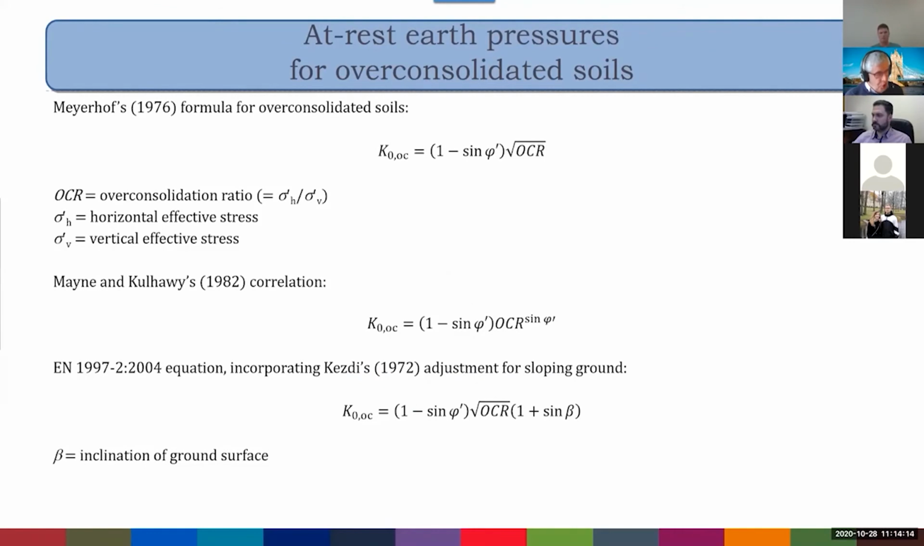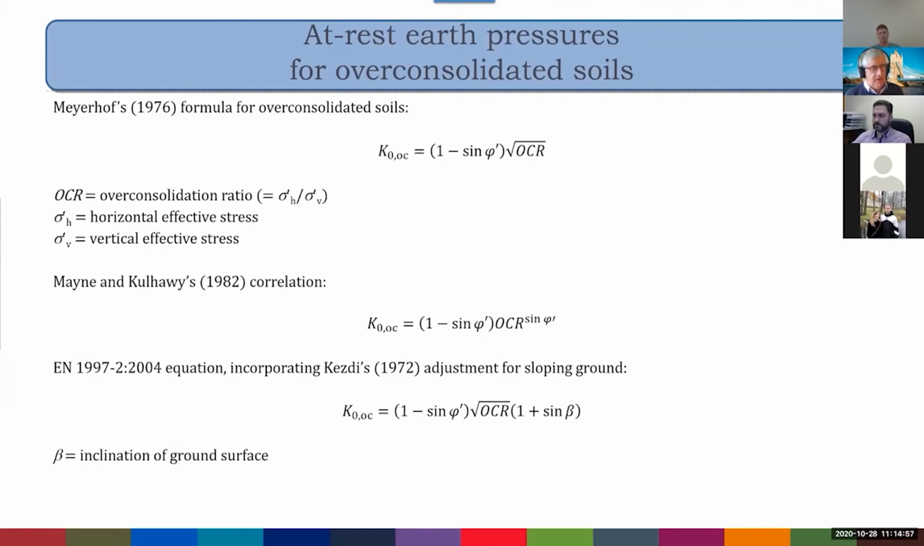Now, of course, a lot of soils are not normally consolidated, so you need to get overconsolidated values. And the most commonly used formula for that is due to Meyerhof, and this formula appears in the current version of Eurocode 7. 1 minus sine phi, the Jaky simplified version, times the square root of OCR, the overconsolidation ratio. The overconsolidation ratio is your estimate of the horizontal stress to the vertical. No, that is wrong. My slide is wrong there. It is not sigma H over sigma V. It's the pre-consolidation pressure. That should be sigma dash P divided by sigma V. I apologize, there's an error in that slide.